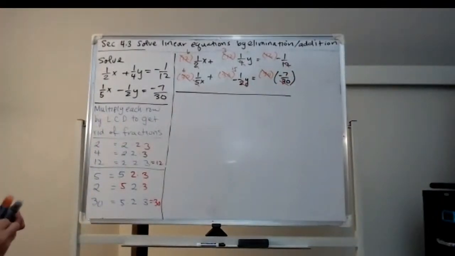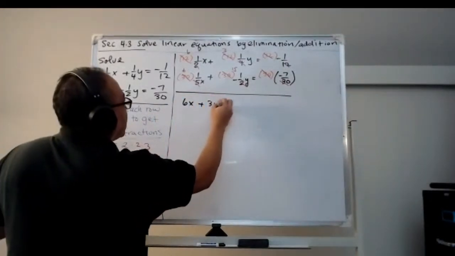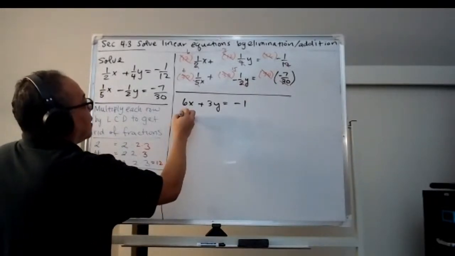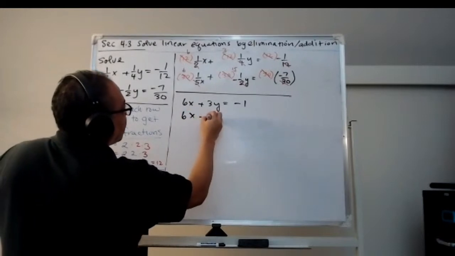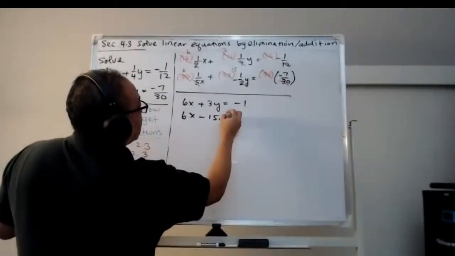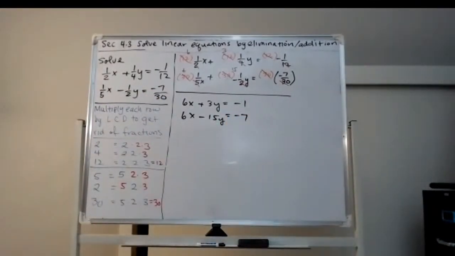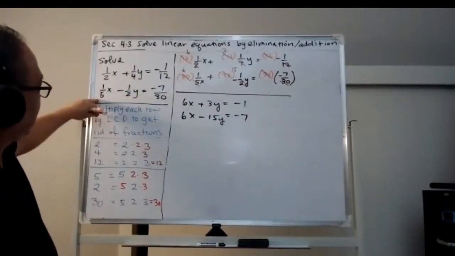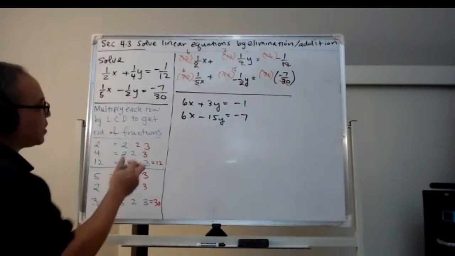And now I have 6x plus 3y is equal to minus 1. And I have 6x minus 15y is equal to minus 7. I'm going to double check. I should have 6x, 3y, minus 1, 6x, minus 15y, minus 7. Okay, so there we go.